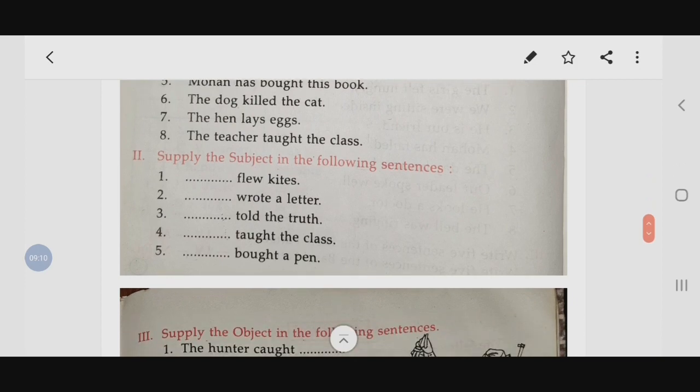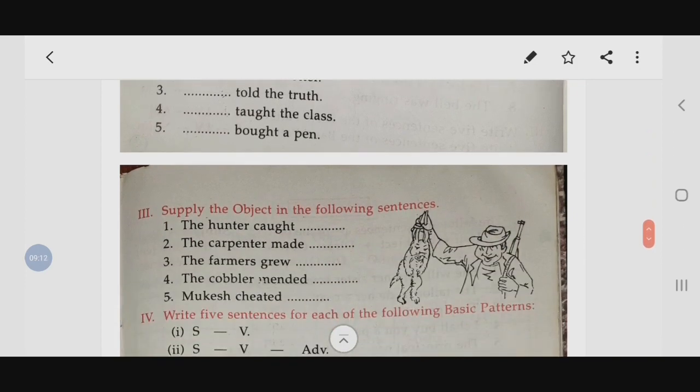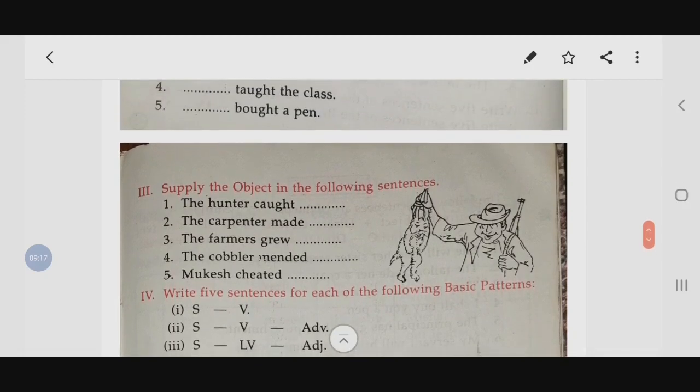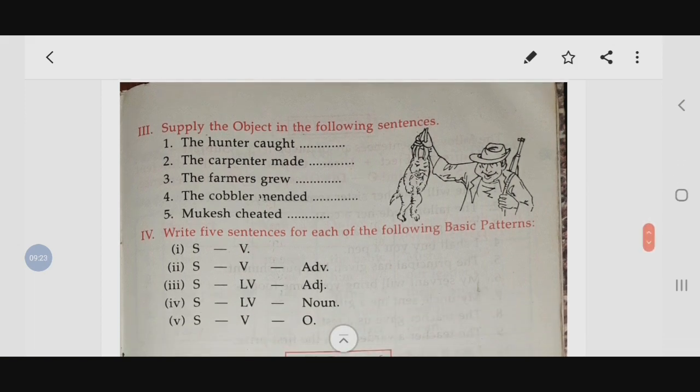This is also a text for you. Supply the object. Supply the object in the following sentences. Okay, you have to try to do it. Write 5 sentences for each of the following basic patterns. That means for subject verb you have to write 5 sentences, for subject verb adverb 5 sentences. Okay.